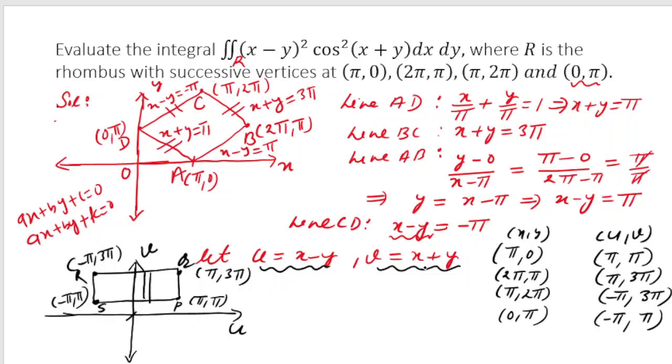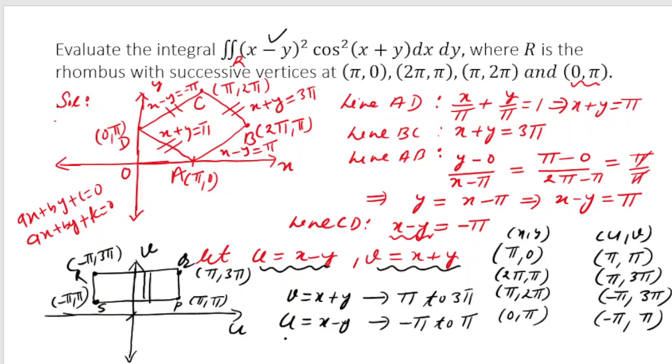That is also clear from here. If you look at the V that we have taken, V is equal to x plus y, and it is changing from pi to 3 pi. And U is equal to x minus y, and it is changing from minus pi to pi. So everything is clear. In place of x minus y, I will put u. In place of x plus y, I will put v. dx dy will be replaced by du dv. Limit of u will change from minus pi to pi. Limit of v will change from pi to 3 pi.